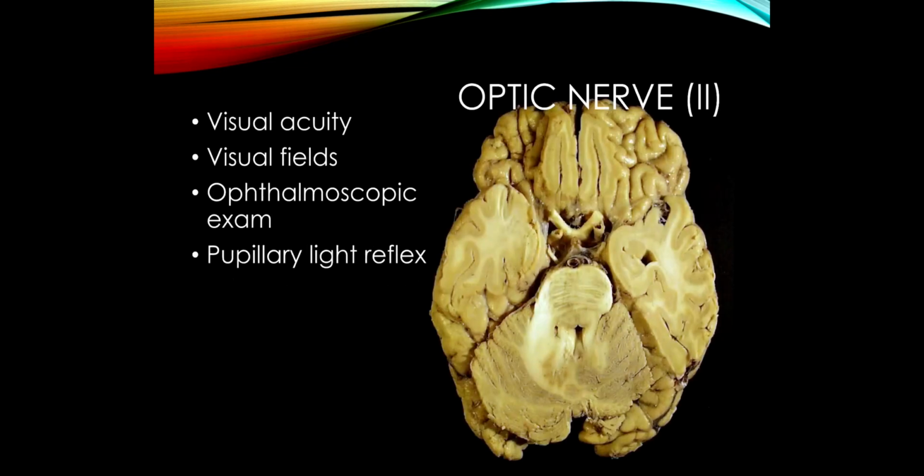Now, moving back to the optic nerve, which we can see right here, the optic nerve and chiasm. We'll talk about 4 ways to evaluate the optic nerve and visual pathways that go all the way back to the occipital lobe from the optic nerve. So we can assess visual acuity, visual fields, the ophthalmoscopic examination, and the pupillary light reflex.